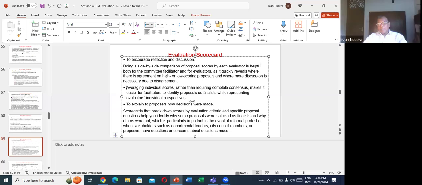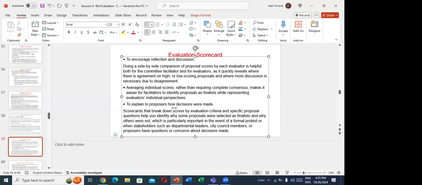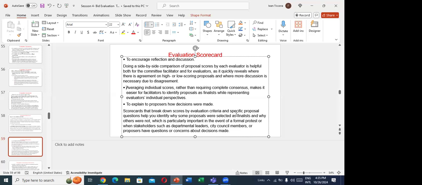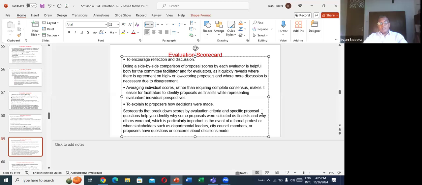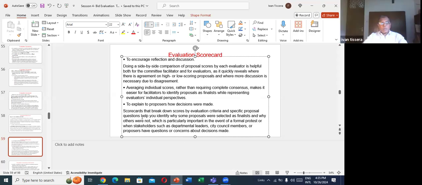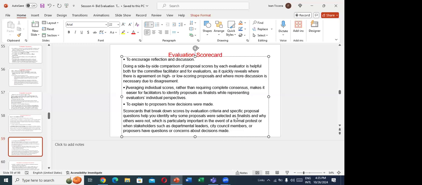To explain to proposers how decisions were made, a scorecard that breaks down scores by evaluation criteria and specific proposal questions helps you identify why some proposals were selected.